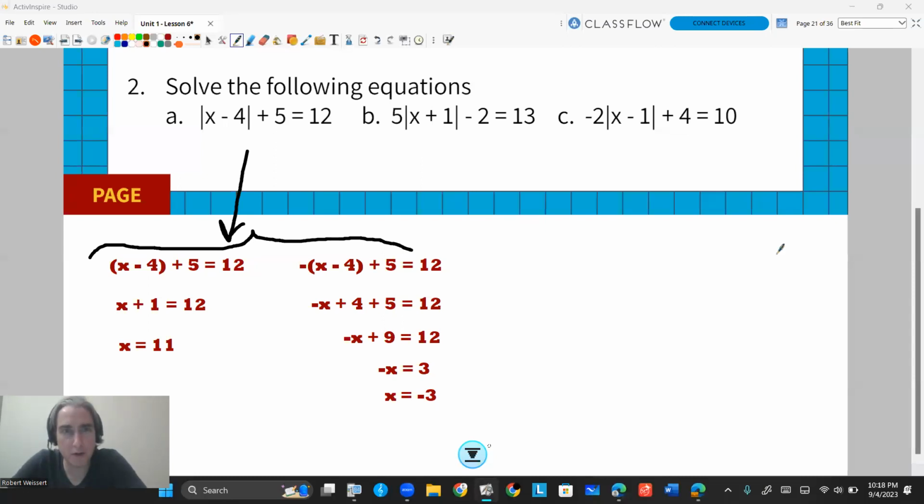All right, check my work for 2A. On the left side, I just simply rewrote it. Parentheses x minus 4 plus 5 equals 12. Got rid of the parentheses, 5 and negative 4 add to 1, and then subtracted the 1.